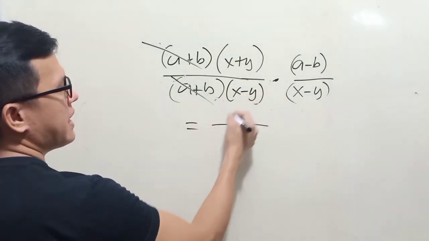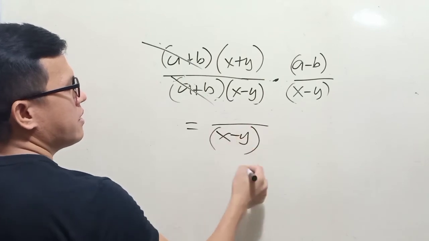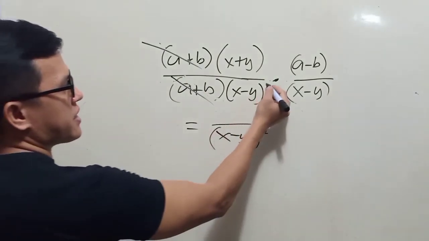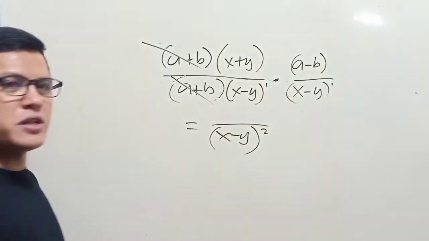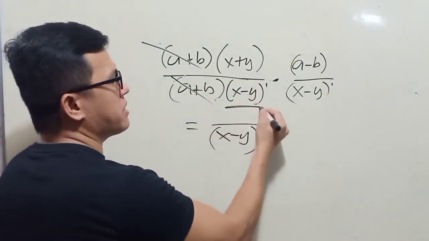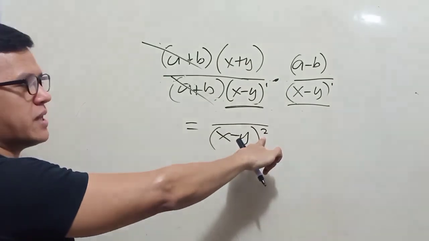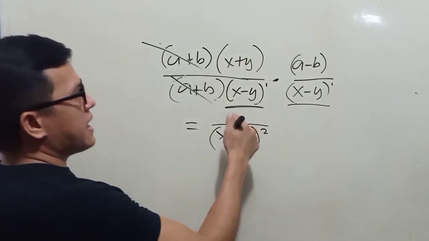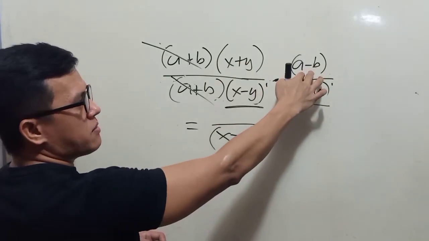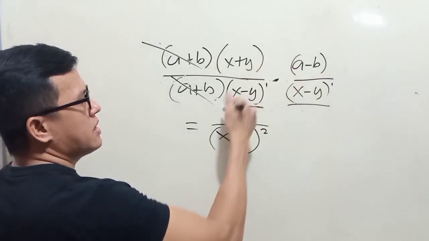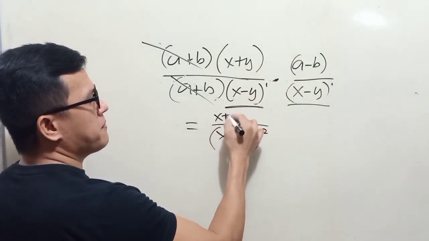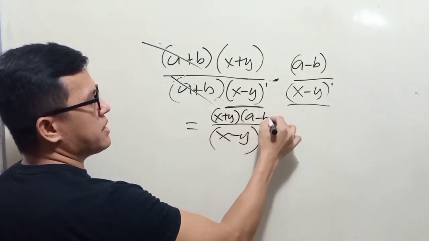We have x minus y, and squared. Why squared? Because there is x minus y, 1, x minus y, 1. Multiplying same base. This is considered one base, one base, and they're just the same. So just add exponents. That's why it's x minus y squared. And then just copy the upper part, the numerator, x plus y and then a minus b.